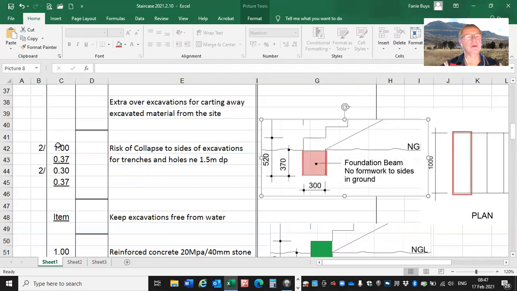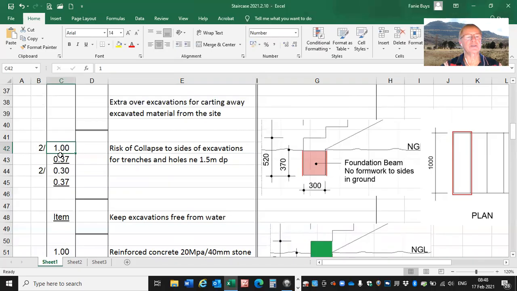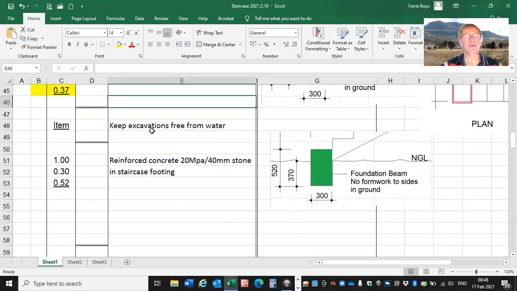So there we can see 1 meter is the length of the trench, 0.37 is the depth of the trench, and times 2, that will give us the dimensions for that side and that side. And then we also need to provide risk of collapse to the ends of the excavation. In other words, that length over there, as well as that length. We've seen that that is 300 and it is 370 millimeter deep, so times 0.37. Then our excavations, keep excavations free from water, which is an item.